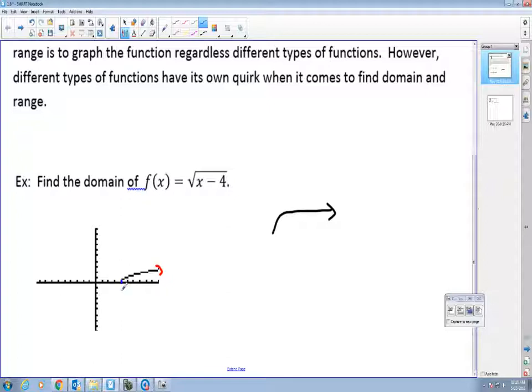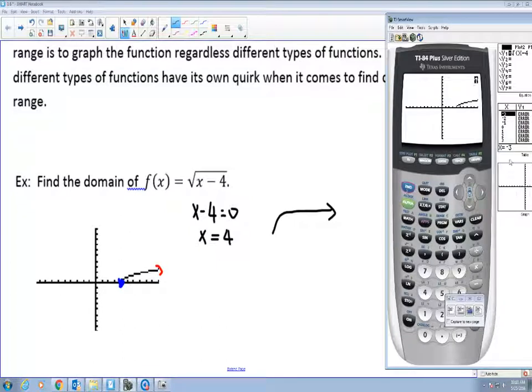A lot of times to find the starting point, what I can do is set what's inside my function, what's inside the square root here, equal to 0 to find the starting point, and then x will be equal to 4. That tells me this function, from left to right, starts at x equals 4 and keeps on going to the right. At the same time the function is going to the right, it is also going upward.